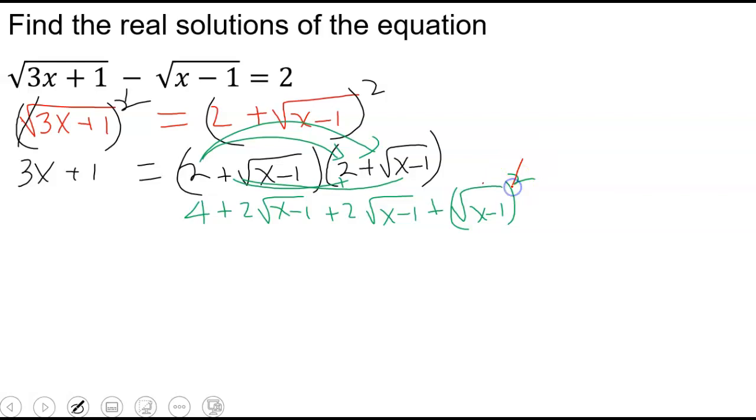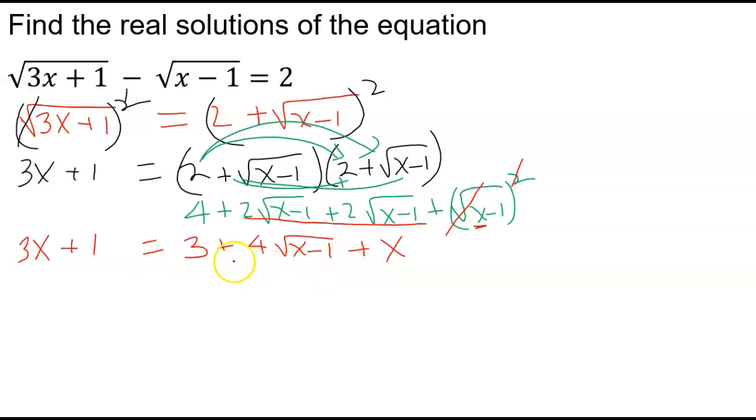Okay, here the square, we cross out the square root, and then we're going to have x minus 1. So we have a constant 4 here and a constant negative 1. We add them, they become 3. And then these 2 are like terms. So we add them, we get plus 4 square root of x minus 1. And then we have this plus x left here. So on this side, we just have 3x plus 1.